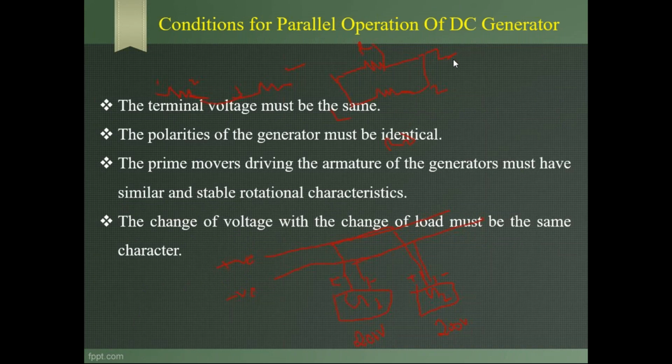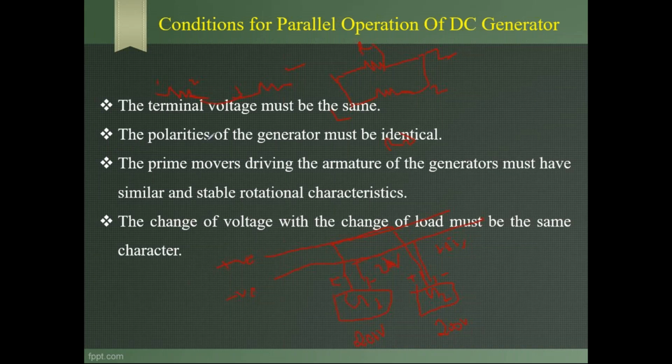Now we'll see the conditions. What are the different conditions we have to follow when connecting two devices in parallel? The first one is that the terminal voltage must be the same. The voltage coming from the generator is called the terminal voltage, and it should be the same. Suppose this output is 200 volts and the other is 150 volts, we can't connect them in parallel. So the output from these two generators must be the same. Only when it is the same can we connect it in parallel.